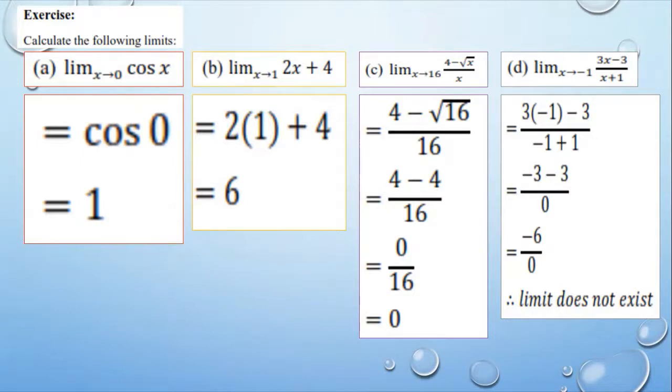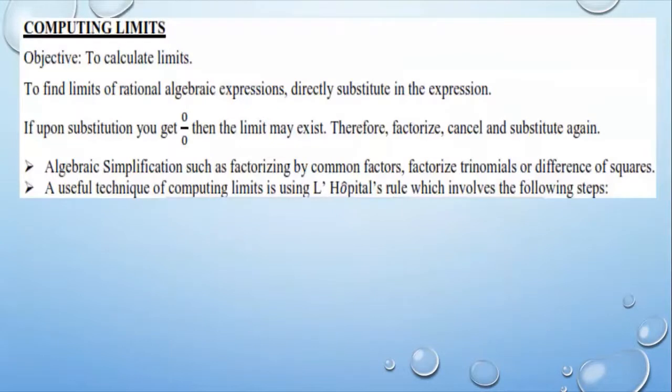So let's go and look at some more different types of limits, right, where we have to simplify. Why do we have to simplify? Because we'll get 0/0. So now the main objective of today's class is to calculate limits. To find limits of rational algebraic expressions, directly substitute in the expression. That's what you have to do every time. First you substitute. If upon substitution you get 0/0, then the limit may exist. Right? If you are getting 0/0, then only the limit may exist. Therefore, you factorize, cancel, and substitute again.